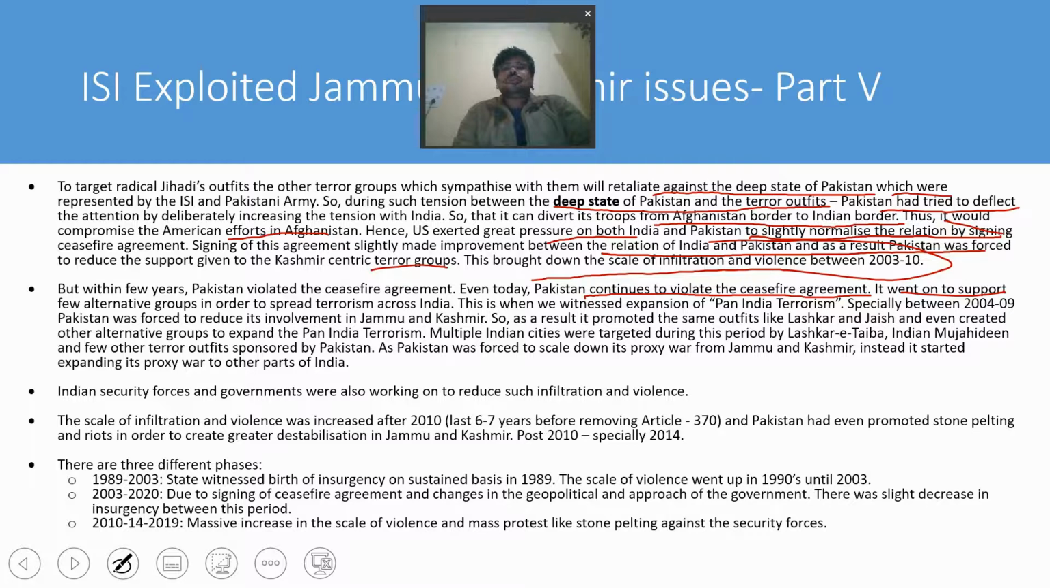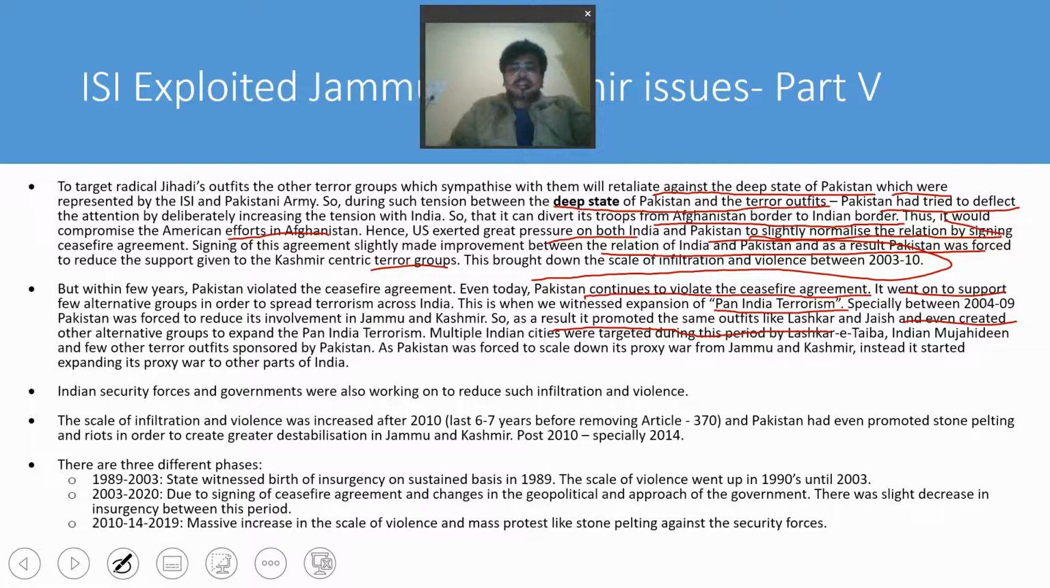So this is when we witnessed the expansion of pan-India terrorism. Especially between 2004 and 2009, Pakistan was forced to reduce its involvement in Jammu and Kashmir. So as a result, it promoted the same outfits like Lashkar-e-Taiba and Jaish, and even created other alternative groups to expand the pan-India terrorism. At that time, after the signing of the ceasefire and the violation of the ceasefire, the pan-India terrorism started from the Pakistan side.